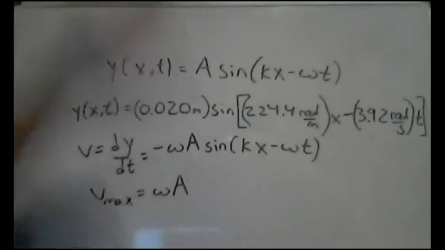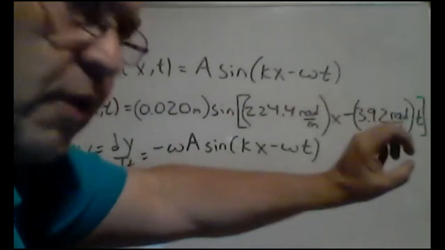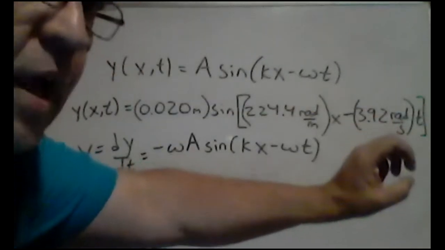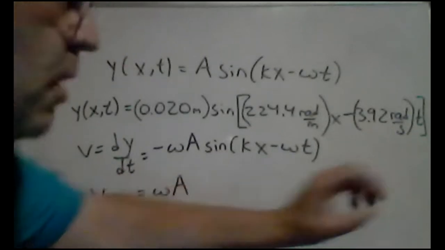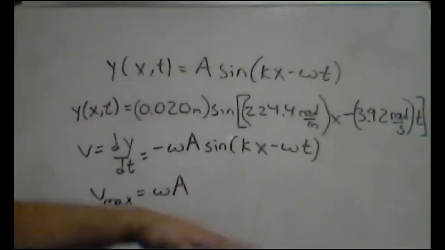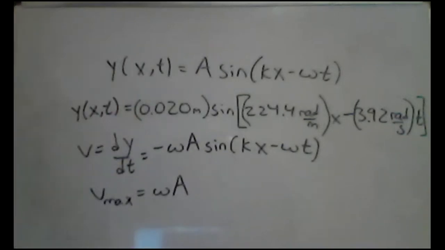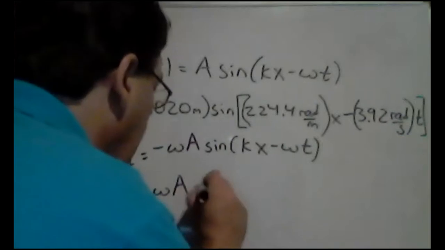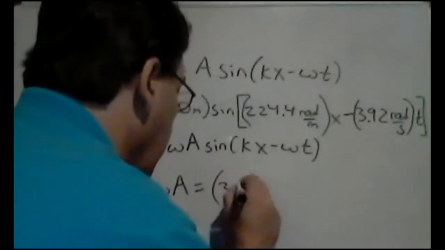So that's going to tell you what the velocity is, not the propagation velocity. That's your phase velocity. Your phase velocity is your propagation velocity. This is the velocity of the water rising and falling, because this is your disturbance direction, y. And so omega A. Omega again is 3.92 radians per second.